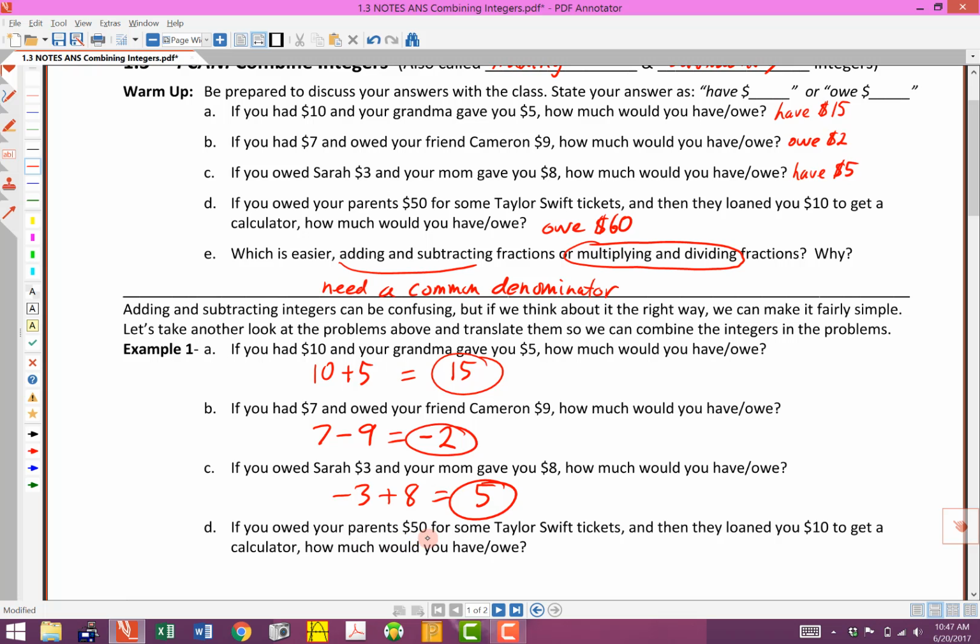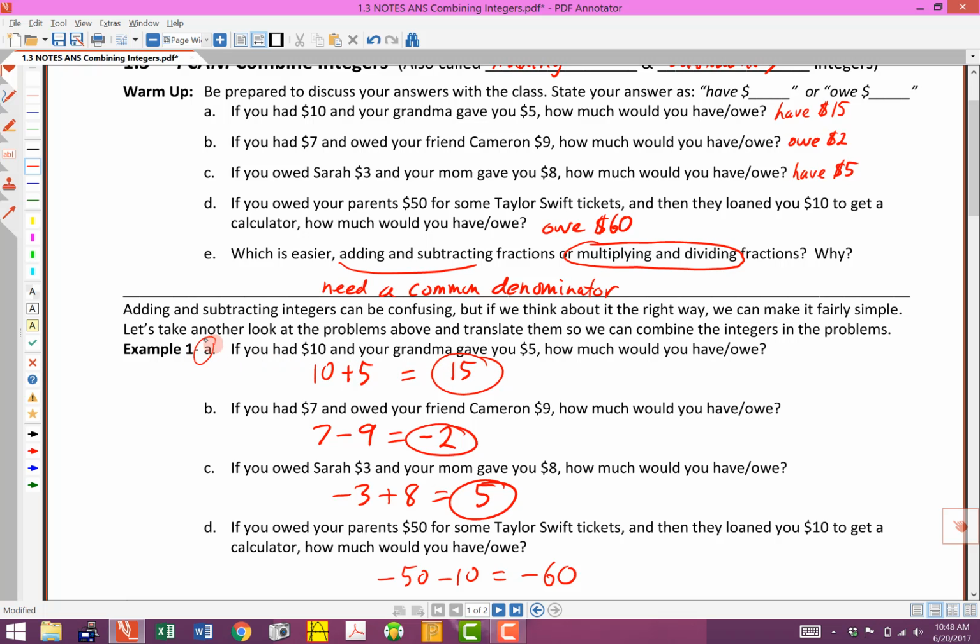And if you owed your parents $50 for the Taylor Swift tickets, that's going to be a negative 50 or a minus 50. Okay, and they loaned you another $10, so you're in the hole another $10. Well, what you owe altogether, you owe 50 and you owe another 10, so altogether you owe $60. So you'll notice that this problem right here, where they're both negative, we actually add the numbers together, so we end up with 60, and then the answer turns out to be negative. Very similar to what happened up here in this first example. This was a positive 10 and a positive 5, and they combined to be a positive 15.